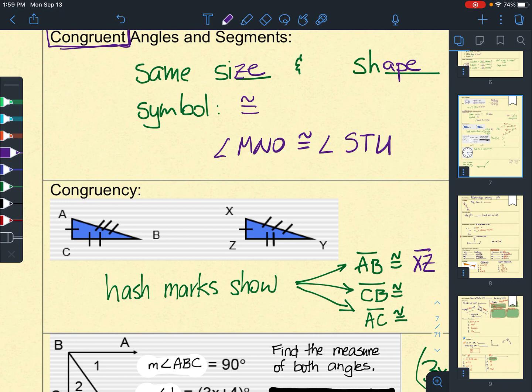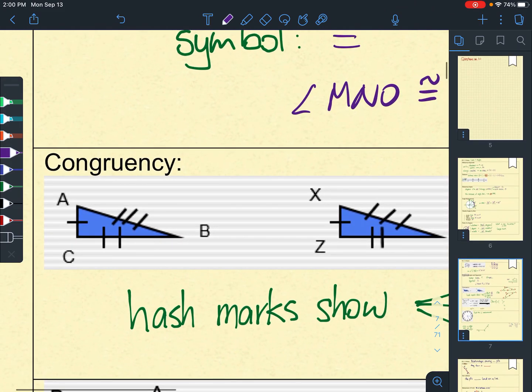And likewise, CB is congruent to ZY. Just count the hash marks, match them up with the equivalent hash marks on the other side. Okay?